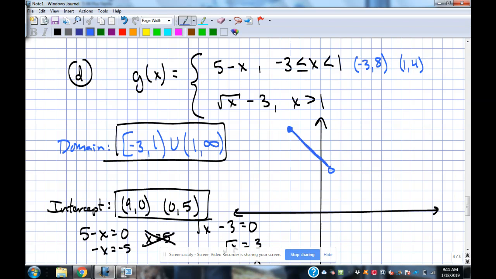Shortest distance between 2 points is a what? Straight line. You can't always go that direction. But for this one, because it's a linear equation, that's what we want to do. If it were not linear, you would need to plug in some x values in between the -3 and the 1, just so you can get a better picture of where the curve goes.